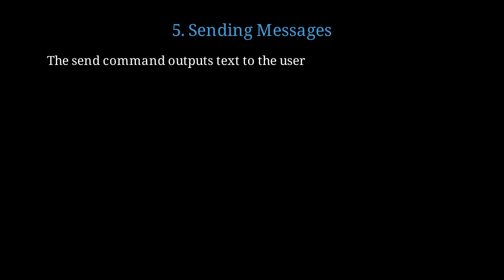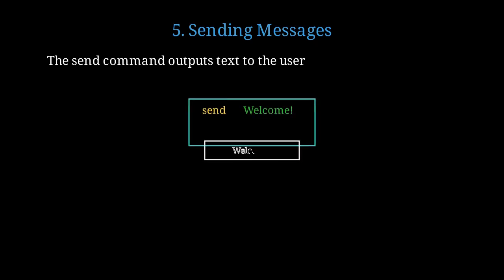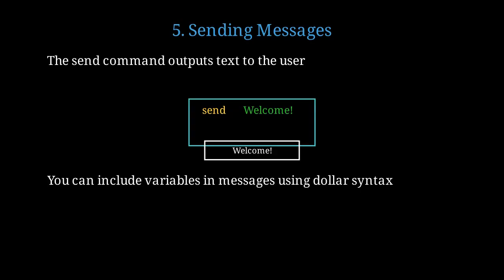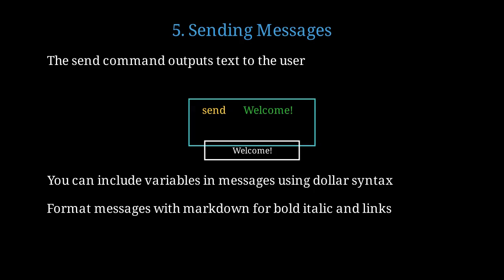Sending messages is the primary way your bot communicates with users. The send command is used to output text messages to the user in the conversation. When you use the send command with text, that message appears in the user's chat window. You can dynamically include variable values in messages using the syntax for personalization. Messages support markdown formatting for bold text, italic text, and clickable links.